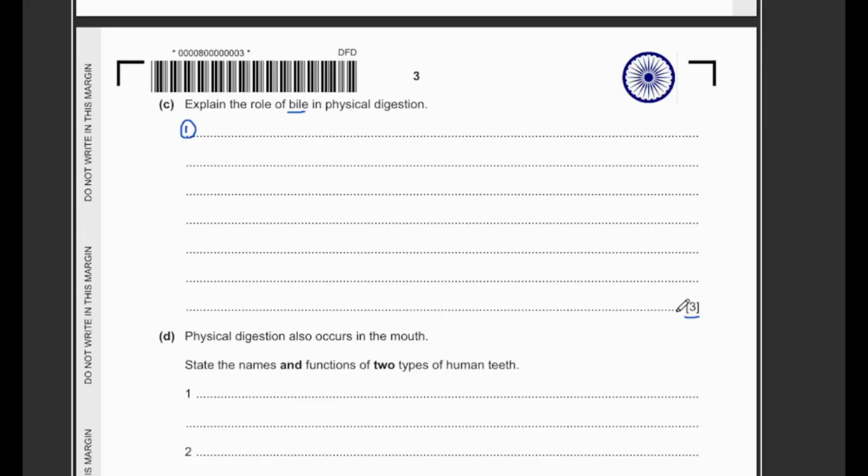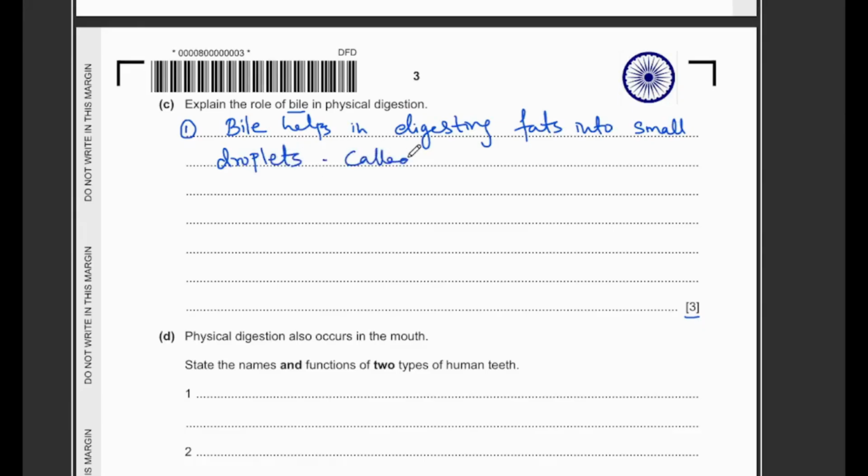So first, bile helps in digesting fats into fine, small droplets, called emulsification.